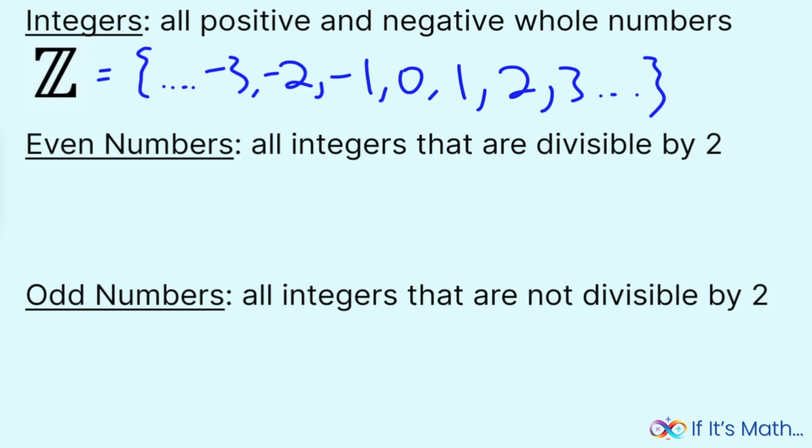Okay, so the next one is even numbers and odd numbers. And of course, I know you know what even numbers are and odd numbers are, but the important thing here is how you can write them in set notation, because you might have to do that. So if we think about even, the way it's technically defined is that it's all integers that are divisible by 2. So there's the key piece there: all integers divisible by 2.